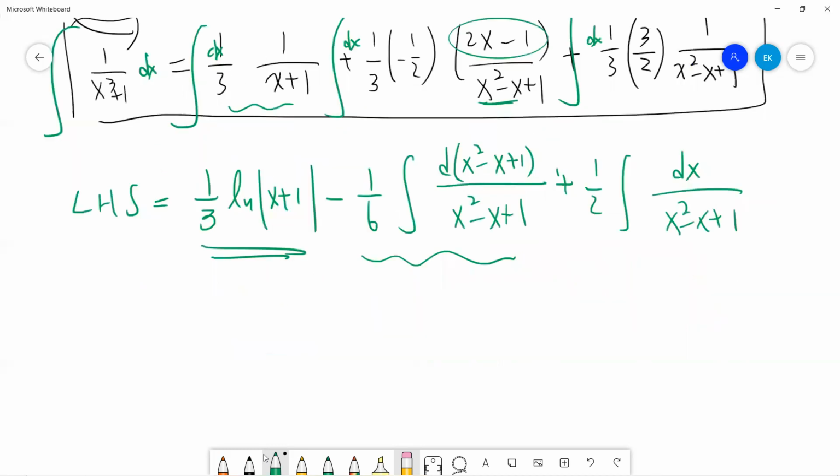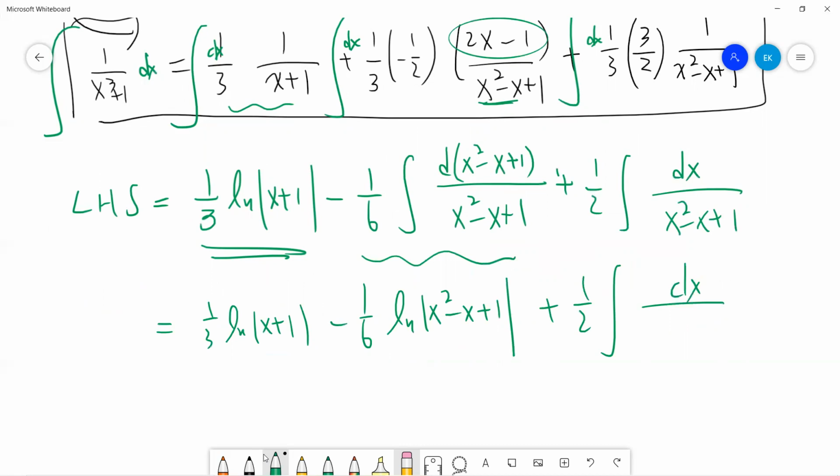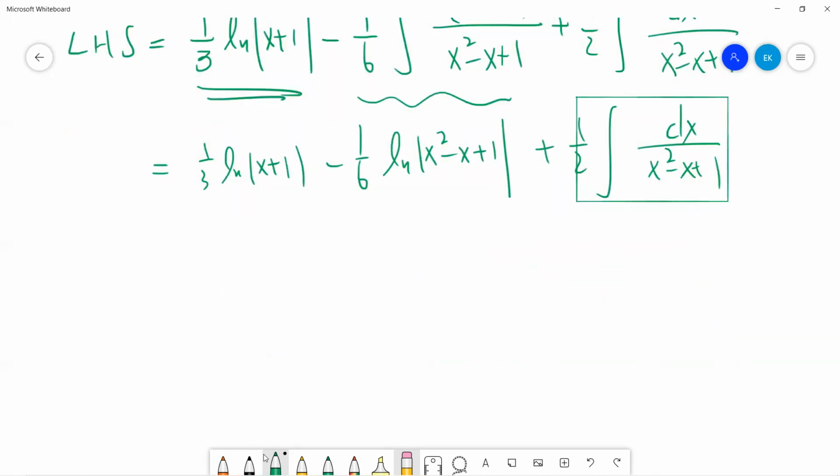Okay, so the first term is preserved, and the second term will be minus 1 over 6 ln of x squared minus x plus 1, plus a half times the integral of dx over x squared minus x plus 1. So this is the final part we hope to calculate. Okay, so let's do the final calculation. We need to calculate the integral of dx over x squared minus x plus 1.